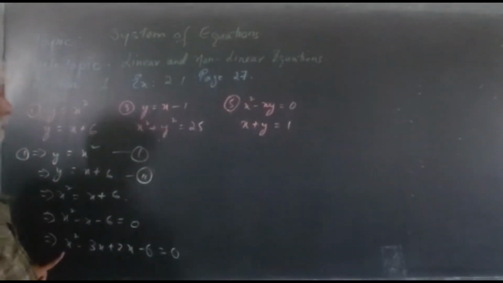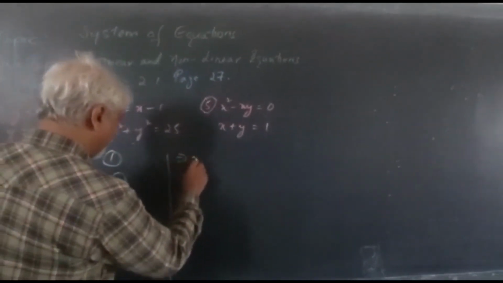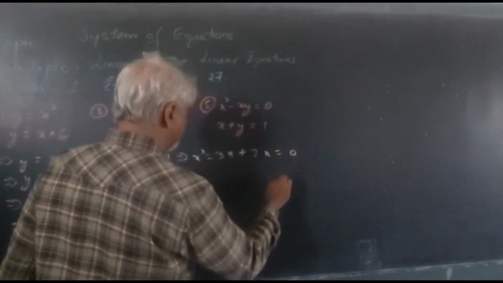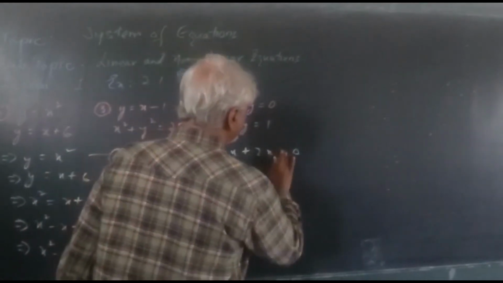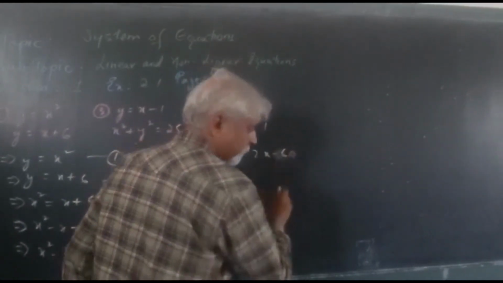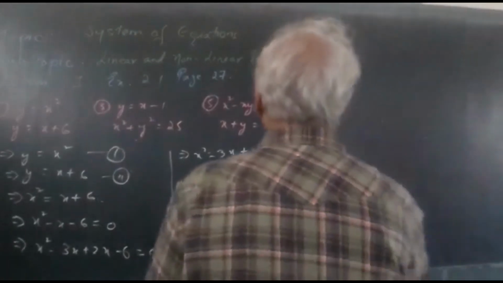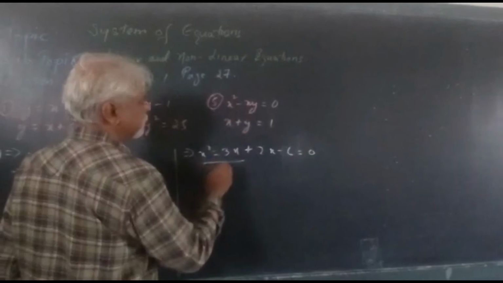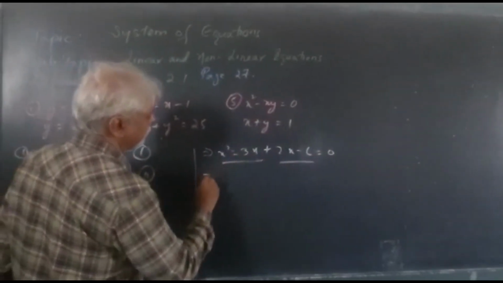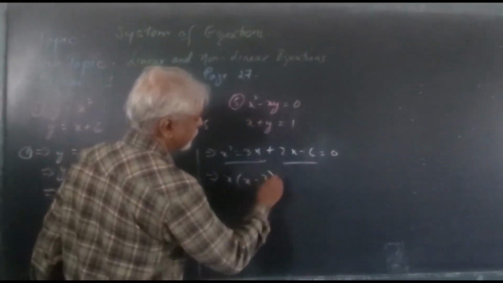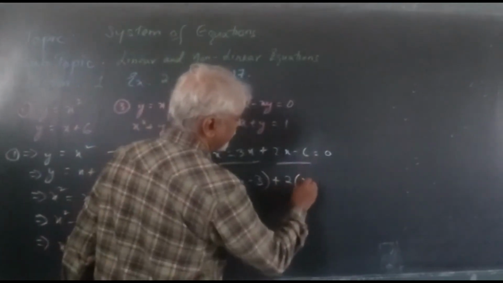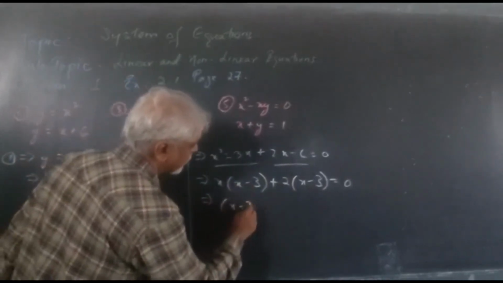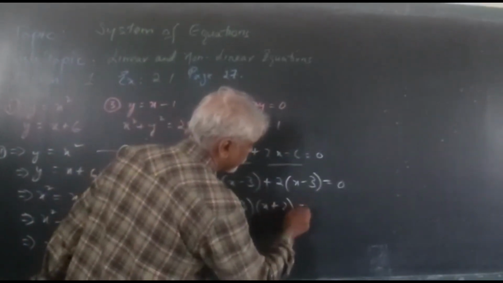So now let's go on to the next one. x squared minus 3x plus 2x minus 6 equals 0. Now let's break this down, let's see what is common over here. x is common, so x into x minus 3 plus, we take 2 common over here, x minus 3 equals 0. So we have got two factors, x minus 3 and x plus 2 equals 0.